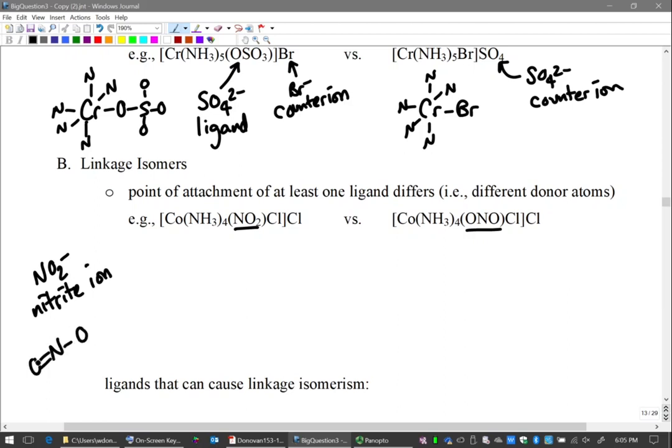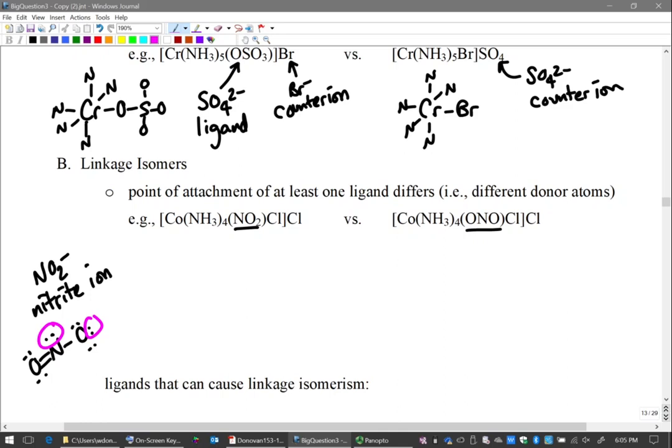Here is one Lewis structure of the nitrite ion. Then there's a resonance structure that has the double bond on the other side. But that's one resonance structure. And we see it has two possible donor atoms, right? It could form a bond through the N or through the O. But not both. It's not a bidentate ligand.